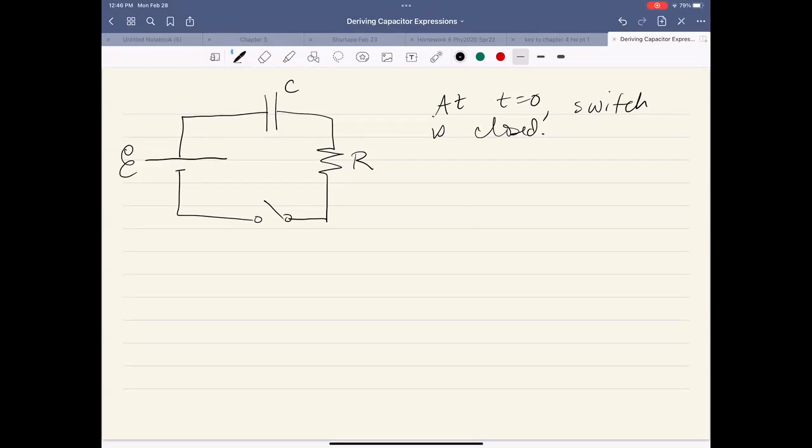We know that when the switch closes, the capacitor is initially uncharged, and then current will start to flow clockwise through the circuit like so, and charge will build up on the capacitor plates. Positive charge will build up on that left-hand plate. Negative charge will build up on that right-hand plate. This process will continue until the voltage across the plates of the capacitor equals the voltage supplied by the battery. At that point, the capacitor is fully charged and it just sits there, and no more current flows in the circuit.